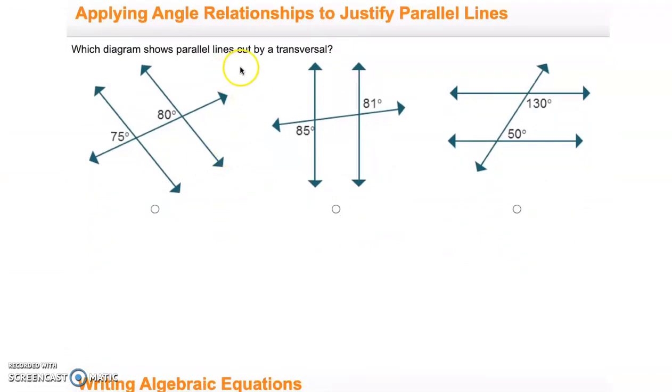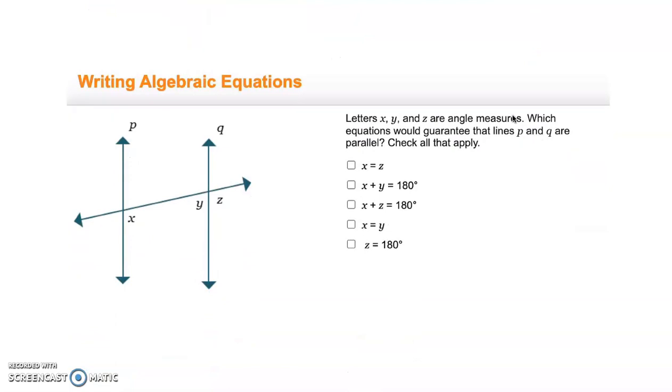So which diagram shows parallel lines cut by a transversal? Well, just by eyeballing it, they all look parallel, but we've got to look at the angles. What do we know about corresponding angles? They have to be congruent. 80 and 75 are not congruent, so this one is not. Alternate exterior angles have to be congruent. 85 is not congruent to 81. Same side interior angles have to equal 180 degrees, and those do, so then these two lines are parallel. So you can't just eyeball it, you have to actually look.